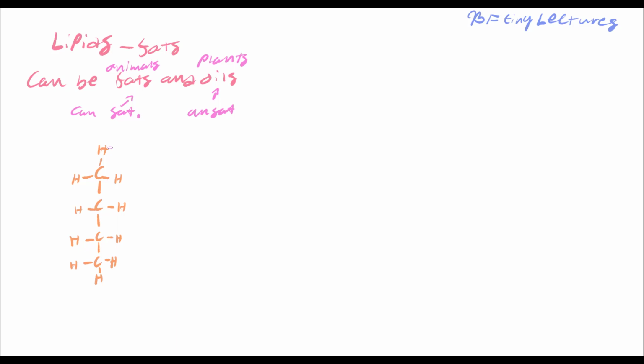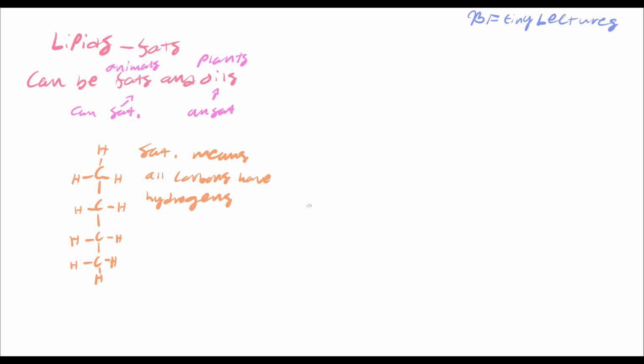The reason we say it's saturated is because all the carbons have all of their electrons occupied. What does that mean? That carbon can no longer connect to anything else because it has its maximum connectivity. All the carbons are occupied with hydrogens. So saturated, sat, means all carbons have hydrogens.